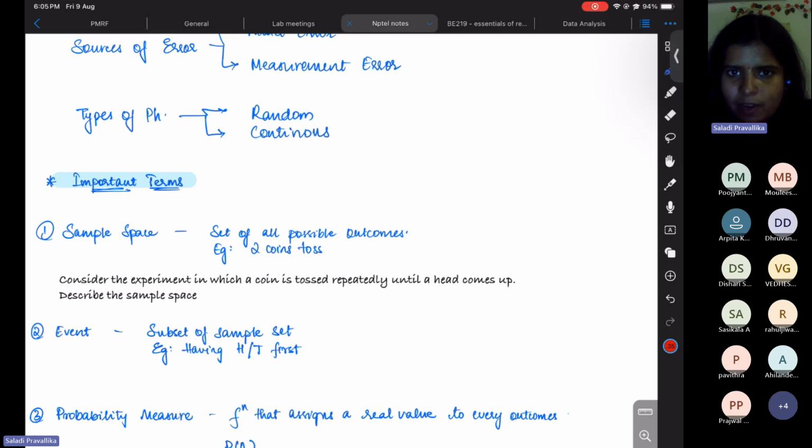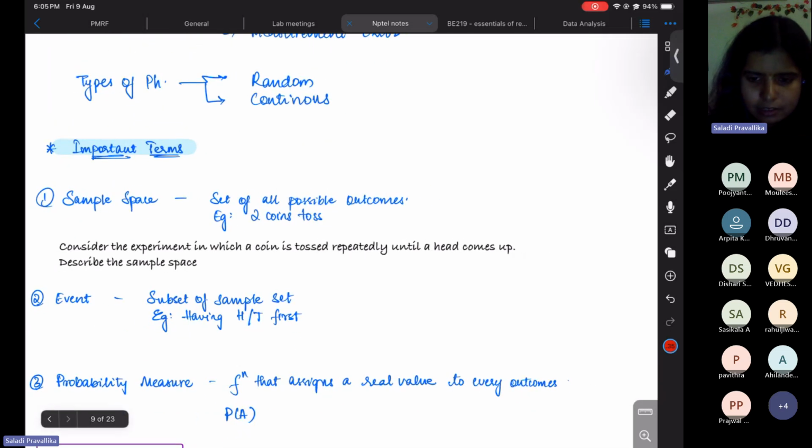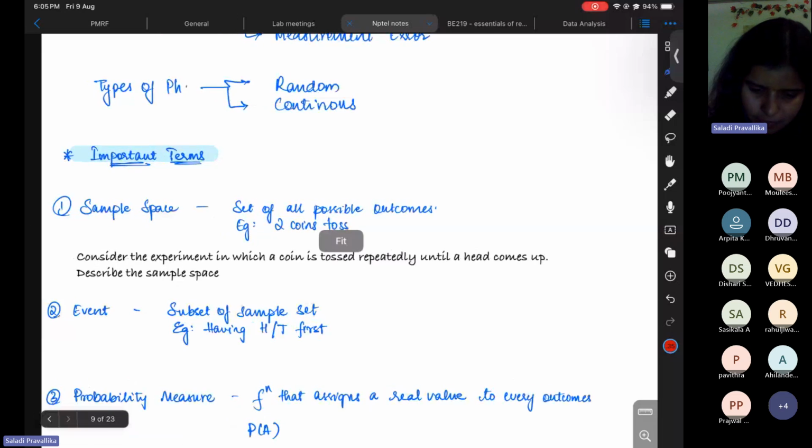1, 2, 3, 4, 5, and 6. So these are all the outcomes. So these numbers from 1 to 6 are called my sample set for a dice, right? So let's do it as an example.